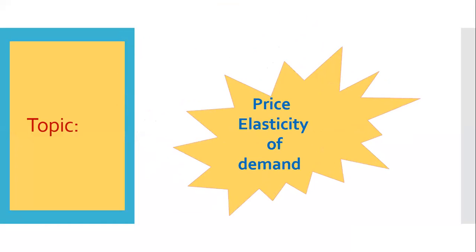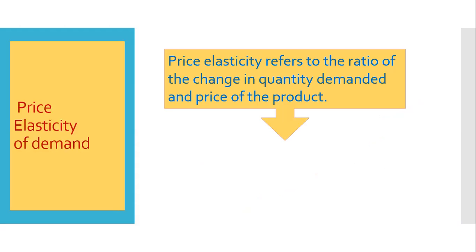This price elasticity of demand, we can also call it own price elasticity of demand, because price elasticity of demand examines the change in the quantity demanded for any product due to the change of its own price. So the definition we can say this way: price elasticity refers to the ratio of the change in quantity demanded and price of the product. So in short, the definition can be given this way.